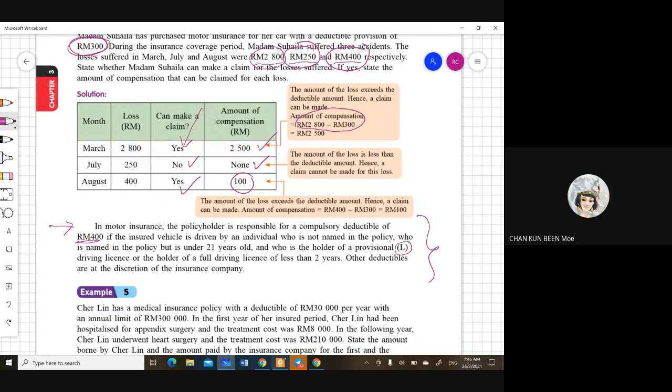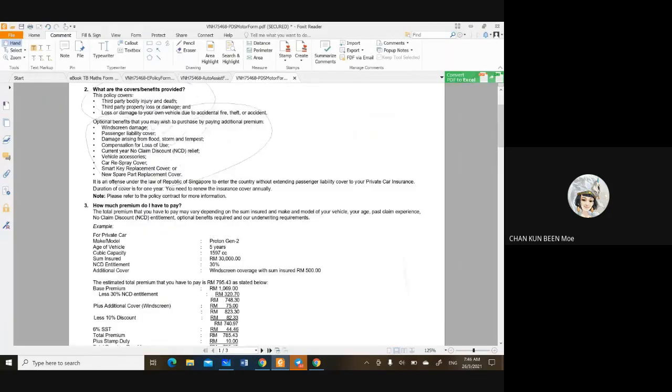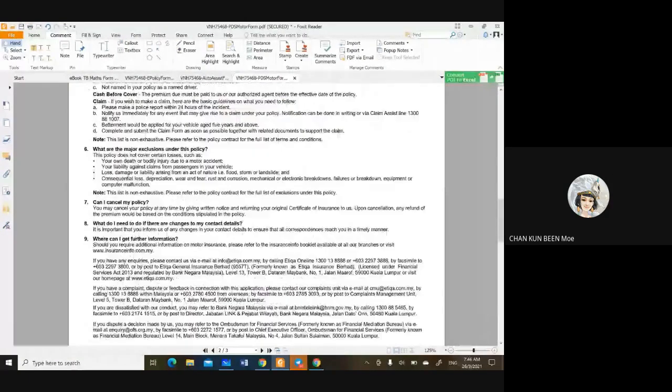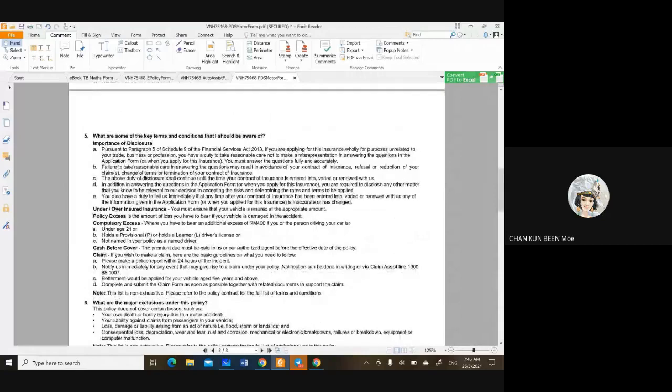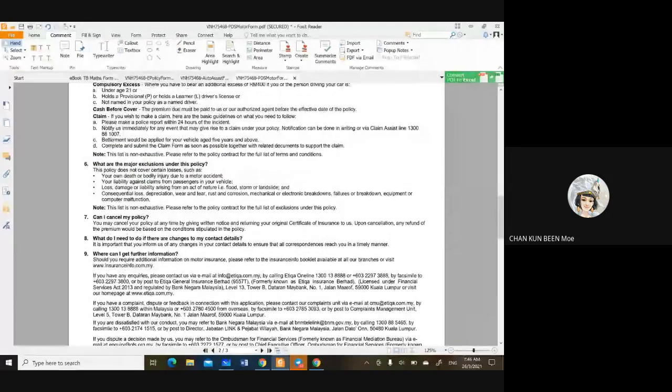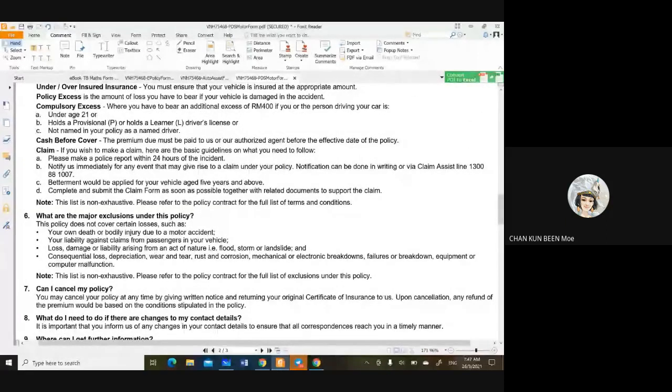I can show you my insurance in the insurance policy. This one is mine over here. So if I move down, you can see that everything taught in the book is almost the same as what is shown in the policy. Where is it already? This one. Can you see the compulsory excess? Can you see that clause? The compulsory excess? Yes, right? Okay, so you can see where you have to bear an additional excess of RM 400 if the person driving your car is under the age of 21, or holds a provisional or learner driver's license, or is not named in your policy as a named driver. So this one is actually considered a deductible of 400.